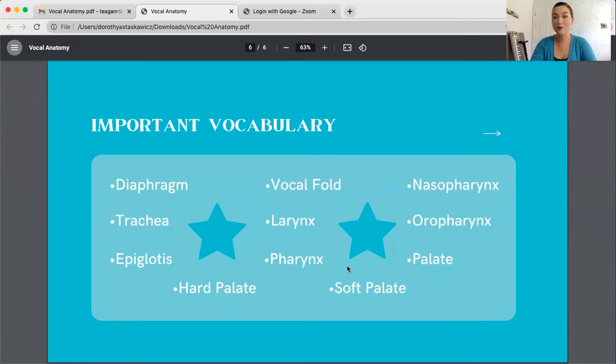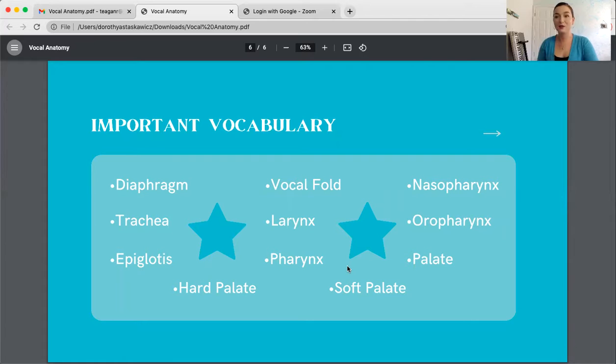Okay, and here's some important vocabulary that you should be aware of. And so the diaphragm, the trachea, the epiglottis, the vocal folds, the larynx, the pharynx, the nasopharynx, the oropharynx, the palate, and then that continues on to the hard palate and the soft palate. So the hard palate is like if you were to take the tip of your tongue and run it from the back of your teeth and start to run it back, then you can feel the hard palate and it feels like a piece of bone under there. But the further that you run it back, it starts to get kind of soft and squishy. And that's our soft palate.